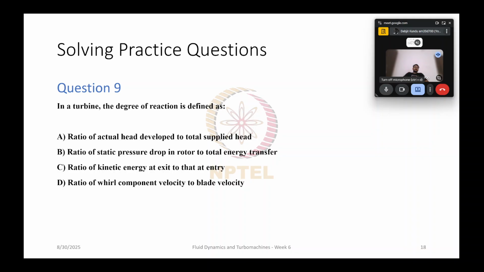What is the degree of reaction? You know, in any turbo machine for that matter. In this case, the question has the word turbine in it, but really it doesn't matter. So is it the ratio of the actual head developed to the total supplied head? Is it option B, the ratio of static pressure drop in the rotor to the total energy transfer? Is it option C, the ratio of kinetic energy at the exit to that at the entry of the turbine? Or is it option D, the ratio of the whirl component of velocity to the blade velocity?